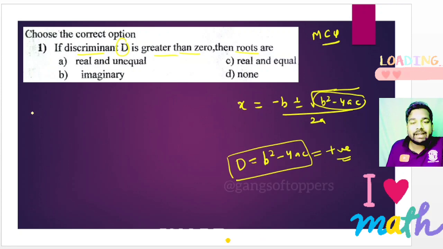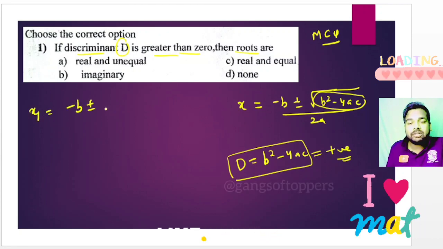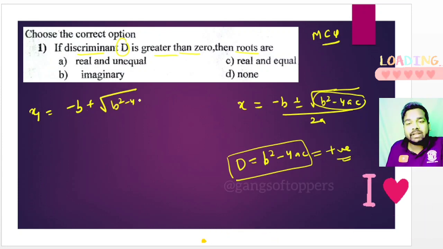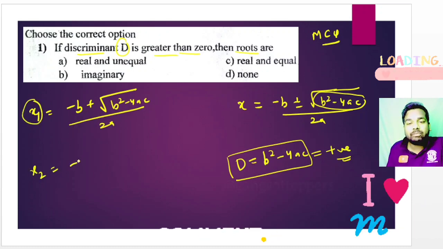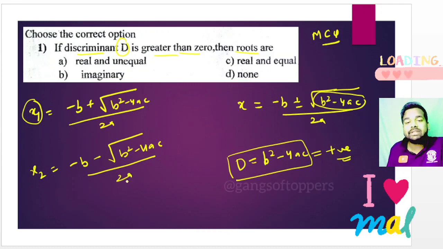From here we can say that the first root, x1, is equal to minus b plus root under b square minus 4ac divided by 2a. This is the first root, and the second root is x2 is equal to minus b minus root under b square minus 4ac divided by 2a. This is your second root.